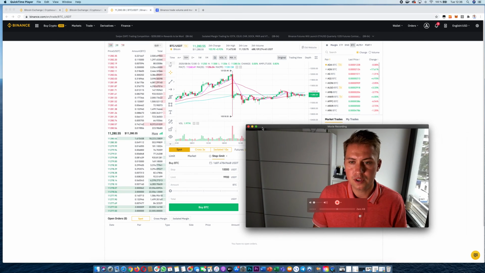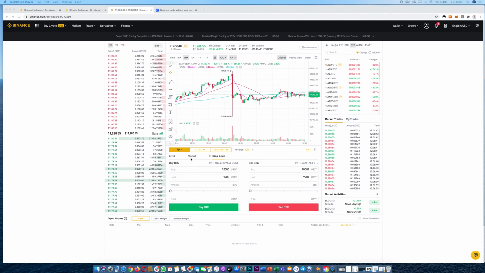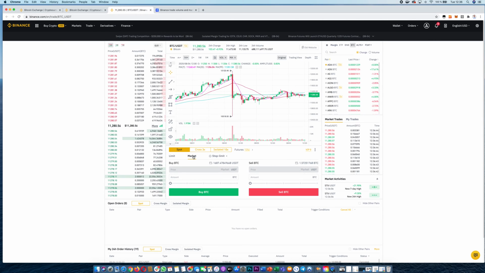I will move the screen here to the side, and now you can see it. First of all, you have to understand the difference between a market order and a limit order. A market order basically gets executed immediately. So if you want to buy, let's say, 0.01 BTC, you can just press buy here and it would be executed immediately at the best price available.